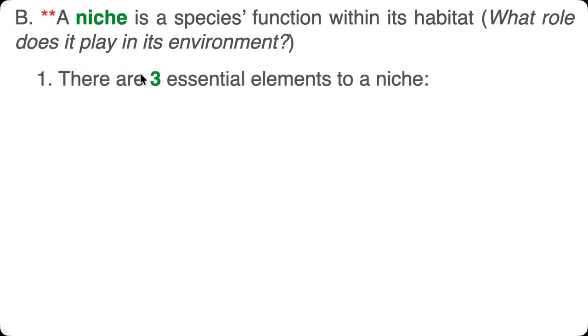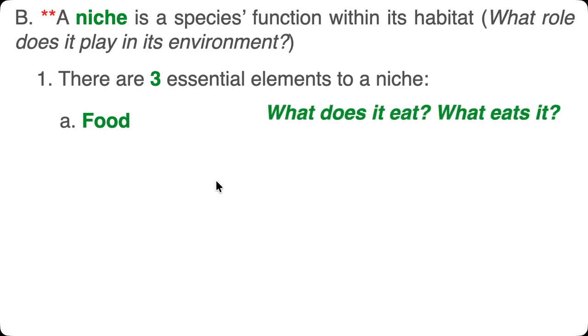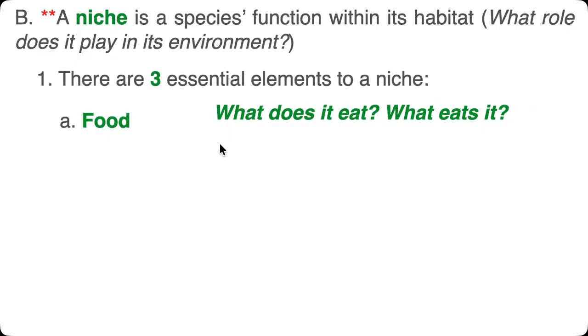There are 3 essential elements that we really want to think about whenever we're looking at a niche. The first one is all food-related questions. So when it comes to food, what are we going to be asking? Well, what does it eat? What eats it? We want to know where it is on the food chain.